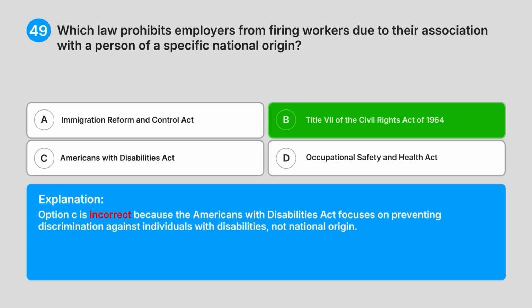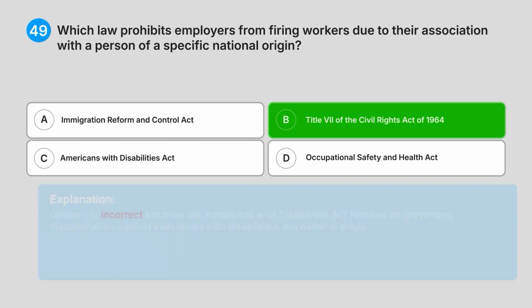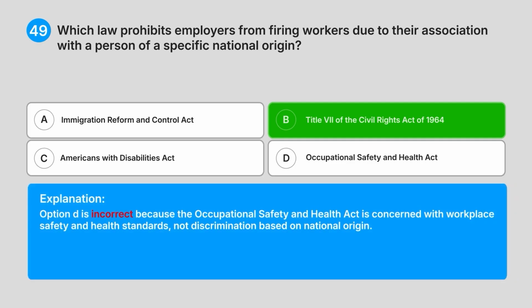Option C is incorrect because the Americans with Disabilities Act focuses on preventing discrimination against individuals with disabilities, not national origin. Option D is incorrect because the Occupational Safety and Health Act is concerned with workplace safety and health standards, not discrimination based on national origin.